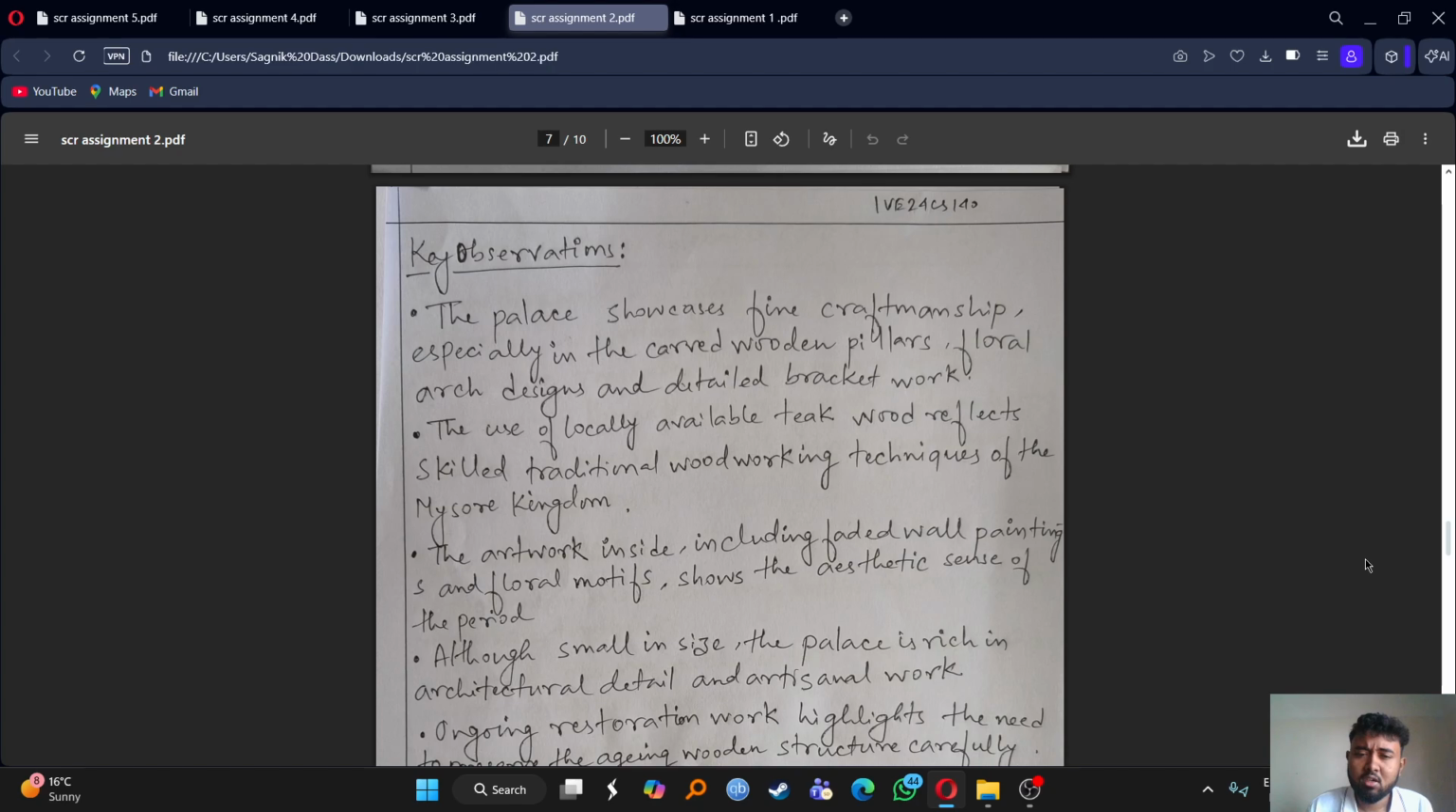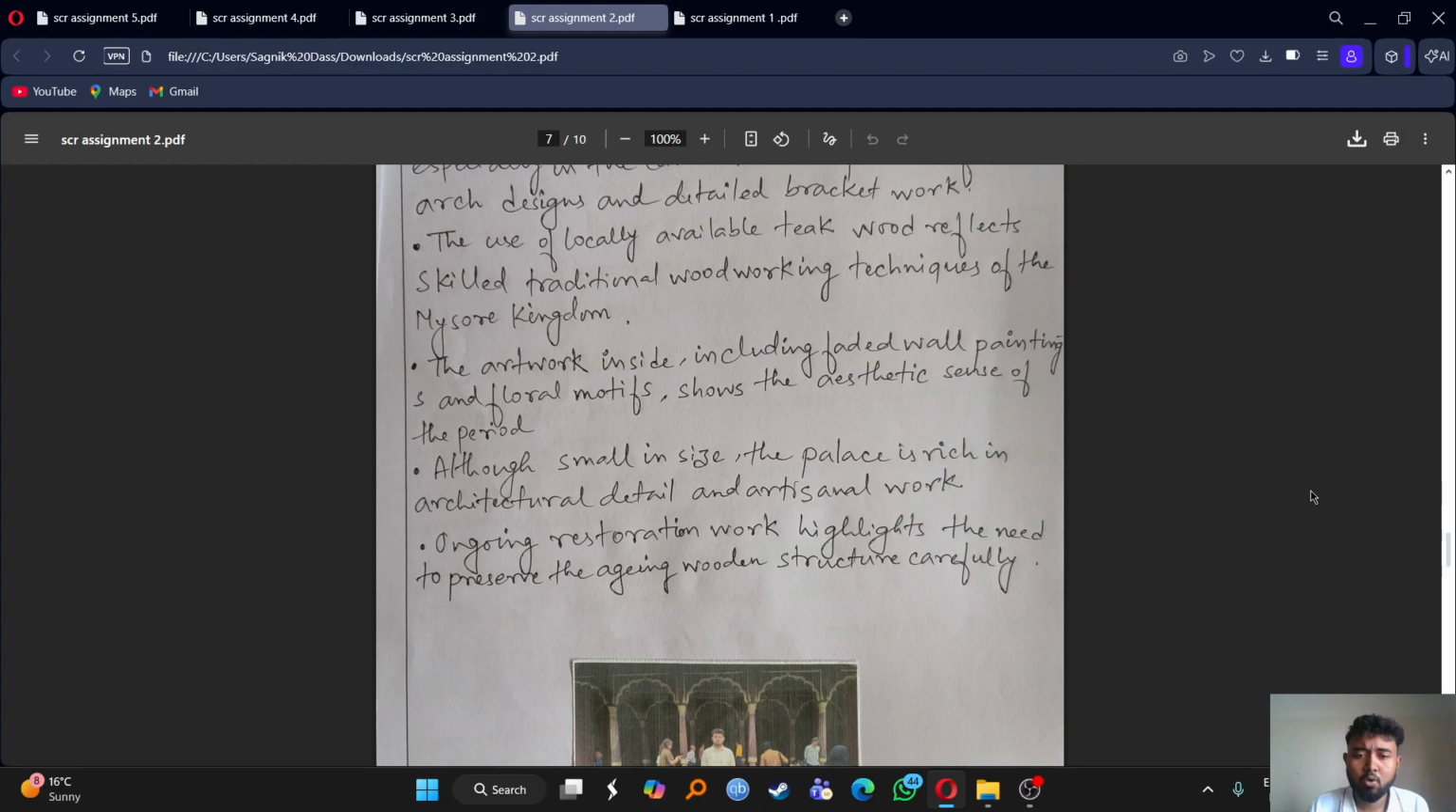Observations include the thorough craftsmanship of various wooden pillars, floral arch designs, and detailed bracket work. The artwork inside, including faded wall paintings and floral motifs, shows the aesthetic sense of the period. Although small in size, the palace is rich in architectural detail and artisanal work.